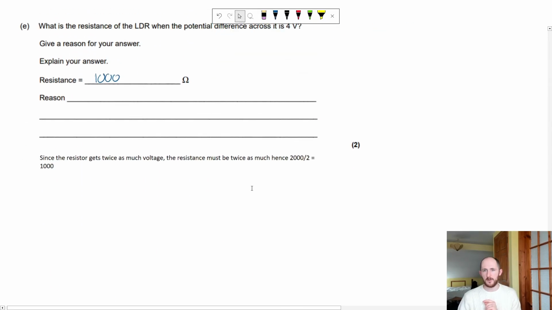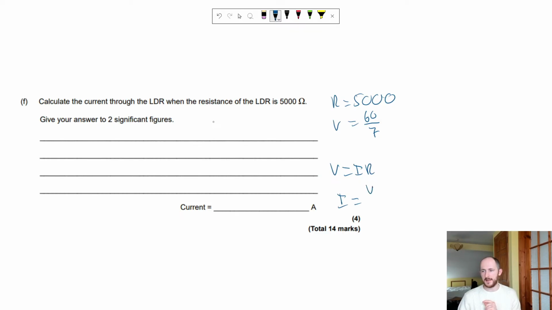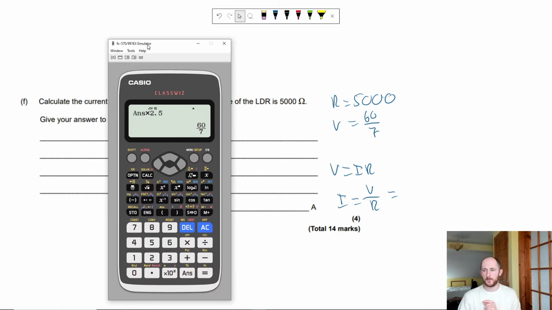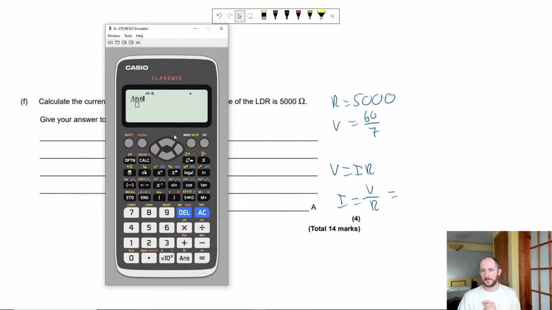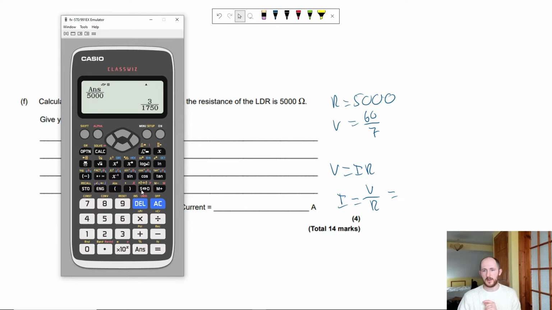Perfect. So now we know that the resistance is 5000. The voltage is 60/7. If you remember, V is equal to IR, which means I is simply V divided by R. So you can put this all into your calculator. We can use the answer button for V, divided by 5000. And it says give your answer to 2 SF.